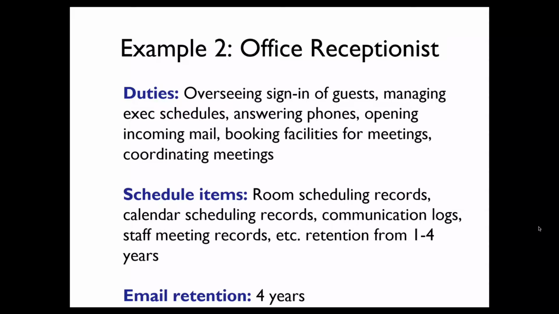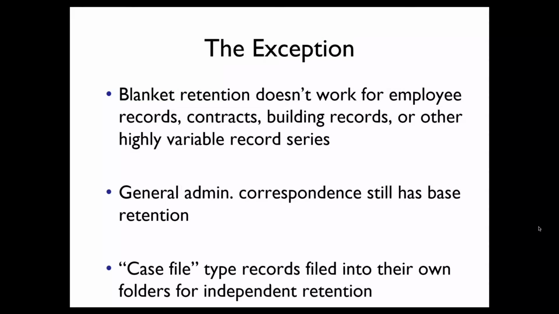You will find some in the middle, however, that are a little more challenging. As I mentioned before, blanket retentions don't work for every kind of record. It really doesn't work for employee records, contracts, building records, or other highly variable record series. These are typically ones that are not an orderly accumulation every year, like fiscal records, which I believe are 6 years, pegged to the audit cycle. You have your records, and every year you just drop off the last year; they're orderly and predictable. However, with contracts, you could have contracts for 1 year, you could have contracts for a decade, and they could be renewed, so there's a lot of variance.